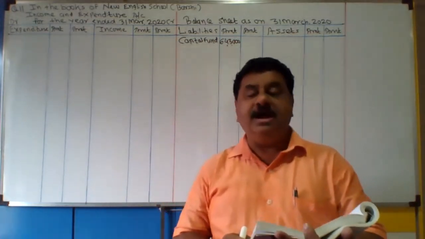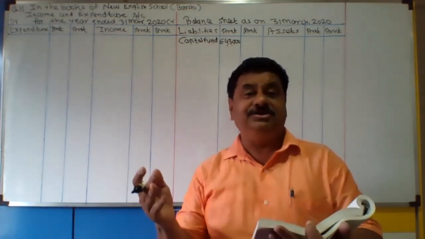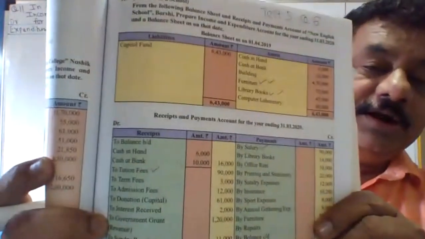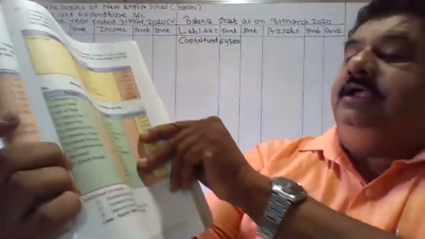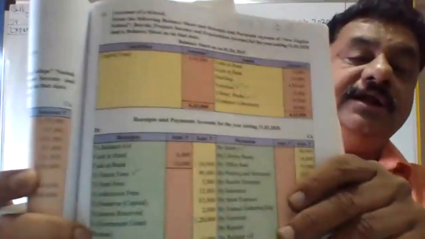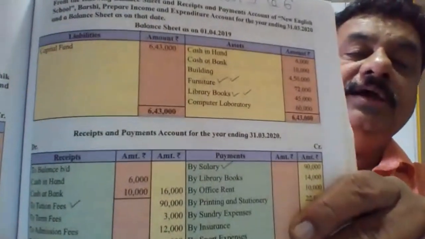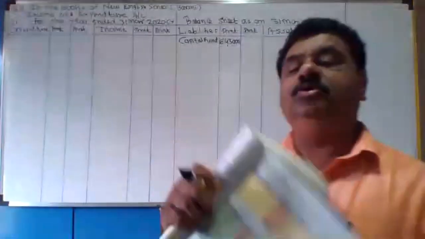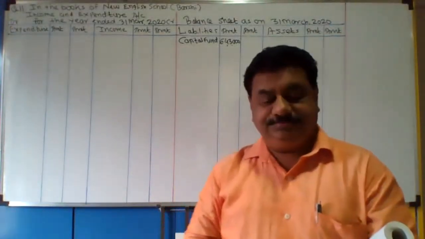And look at the asset side now. There is cash in hand and cash at bank. This is the last year cash in hand, cash at bank. Also, you can see it is the opening balance. Look at the receipt and payment account: To balance brought down, 6,000 and 10,000 rupees. मतलब asset side में भी है और cash book में receipt and payment में भी है, as a to balance brought down. So not to write that, of course.